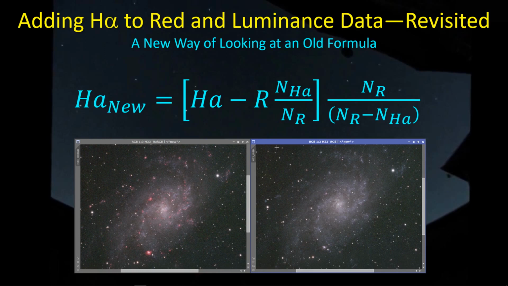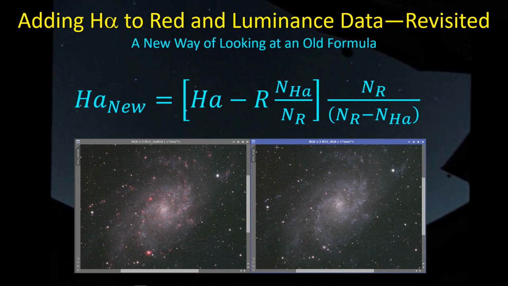Hey guys, welcome back. I thought I'd put together a little video with some thoughts on adding HA to the red or the luminance data for some of the galaxy processing that I've been doing of late. Now, there's a formula that is around, it's well known, it's probably being used by most, perhaps yourself, in doing this process of adding the HA to the red data.